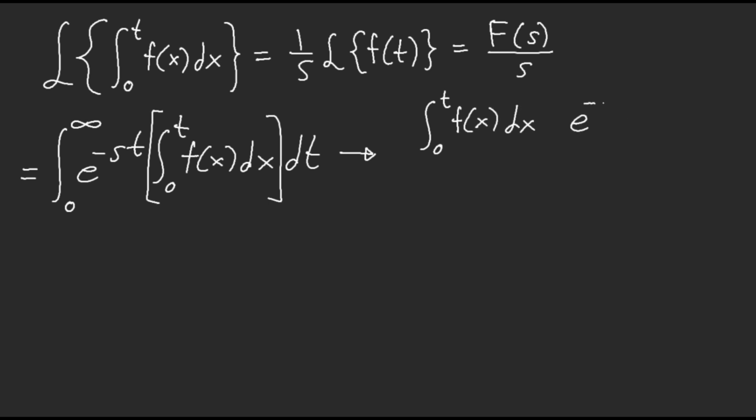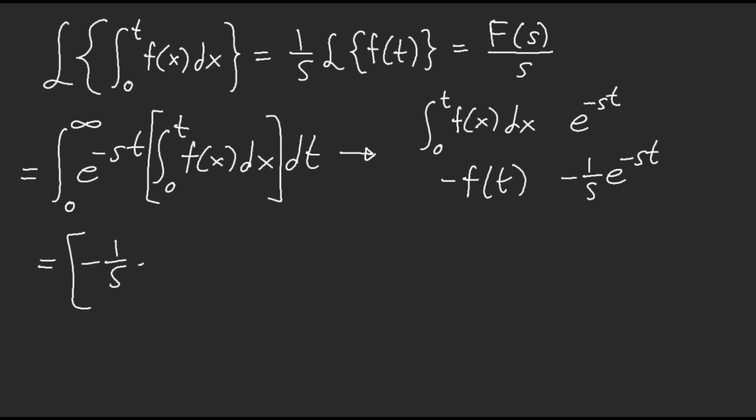And then we integrate e to the negative st. Now this is simply negative f of t, and this is negative what? 1 over, I'm sorry, we are integrating with respect to t, so our constant is s. So we would have 1 over s e to the negative st. I just had to double check on that. So now what we have here is the negative 1 over s e to the negative st times the integral from 0 to t of f of x dx, from 0 to infinity.